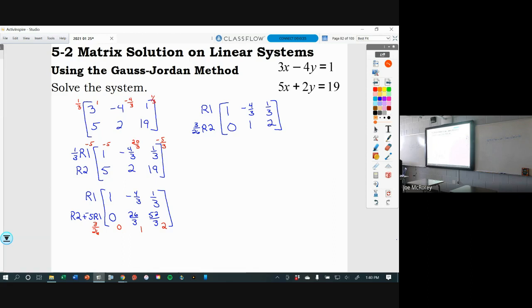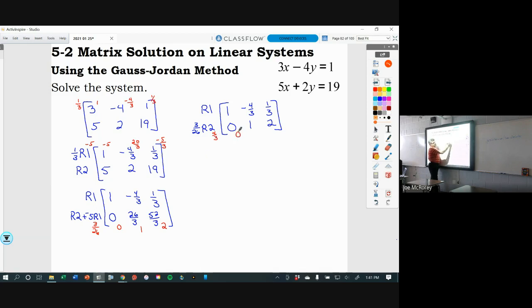Step number 1, get a 1 in the very first cell. Step number 2, put zeros everywhere else. Step number 3, make the second element in row 2 a 1. Step number 4, make everything else in that column a 0. I need to turn this negative 4/3 into a 0. What do you add to negative 4/3 to make it a 0? Positive 4/3. So I need to make this 1 a 4/3. So I will multiply this row by 4/3.